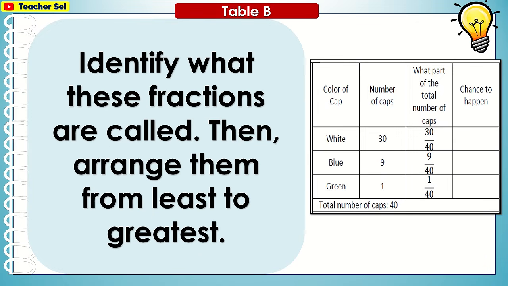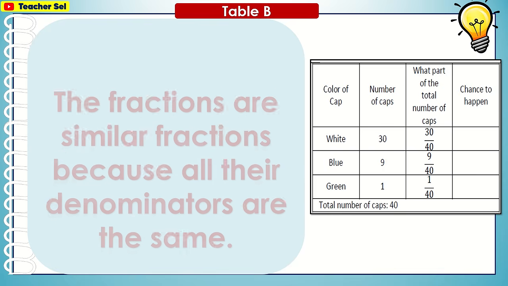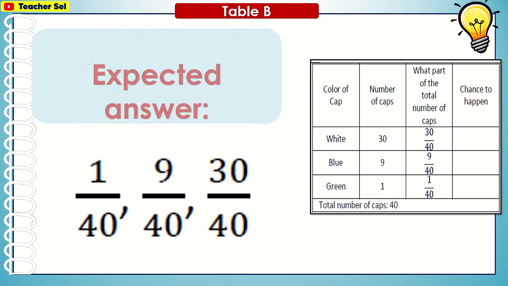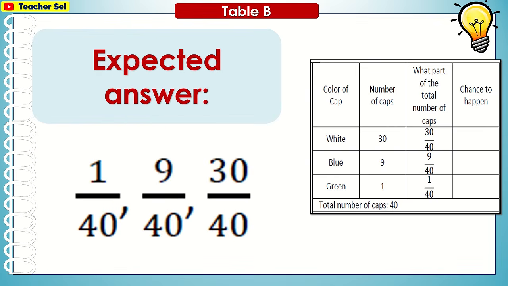Identify what these fractions are called, then arrange them from least to greatest. The fractions are similar fractions because all their denominators are the same. Expected answer: 1/40th, 9/40ths, 30/40ths.